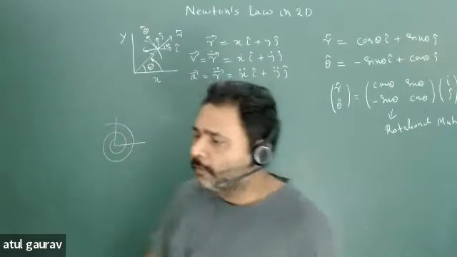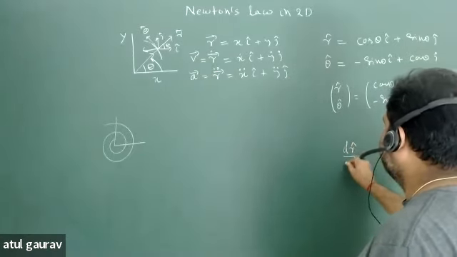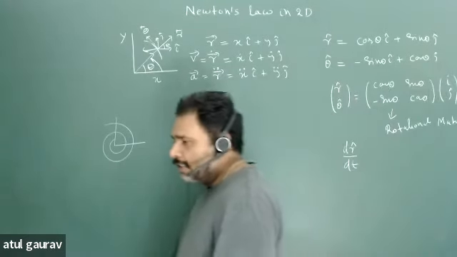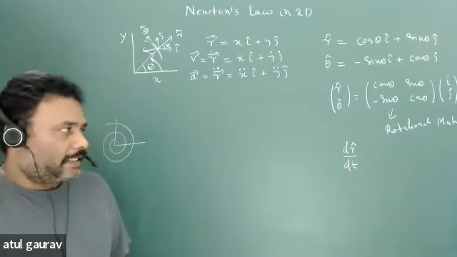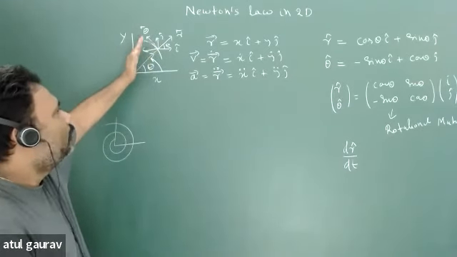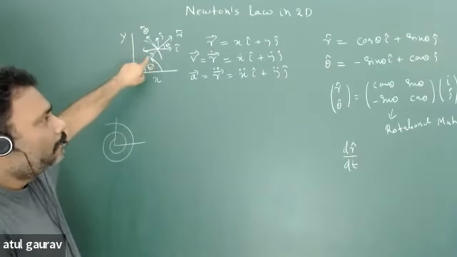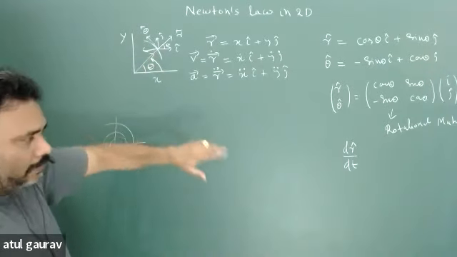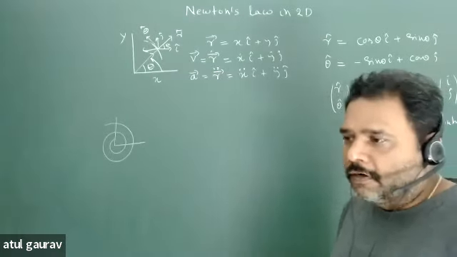अगर मैं आपसे पूछूं what will happen to dr cap upon dt, will this be 0 or does it have some value? It has some value. Why does it have some value? Because theta is changing with every time, isn't it? Theta is a dynamical variable, so it is changing, and we will discuss it later. First, we will do it mathematically so that you will get a lot of confidence.